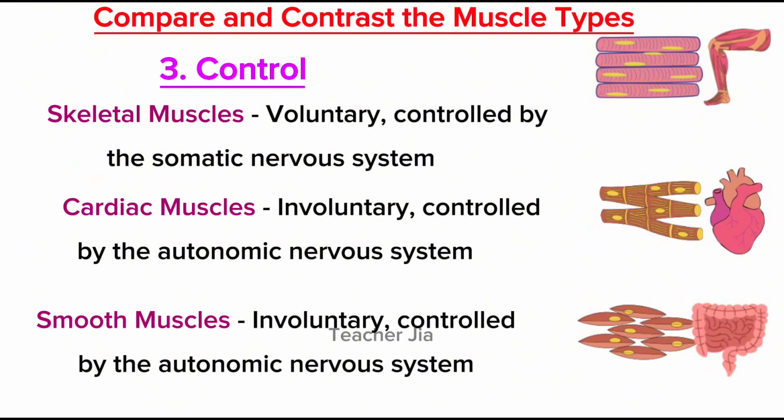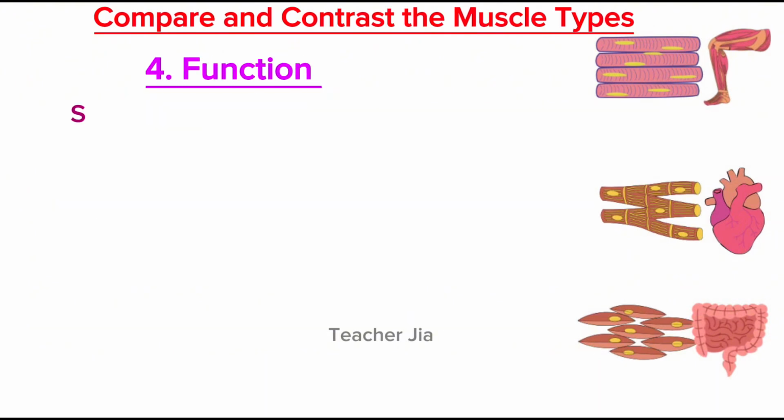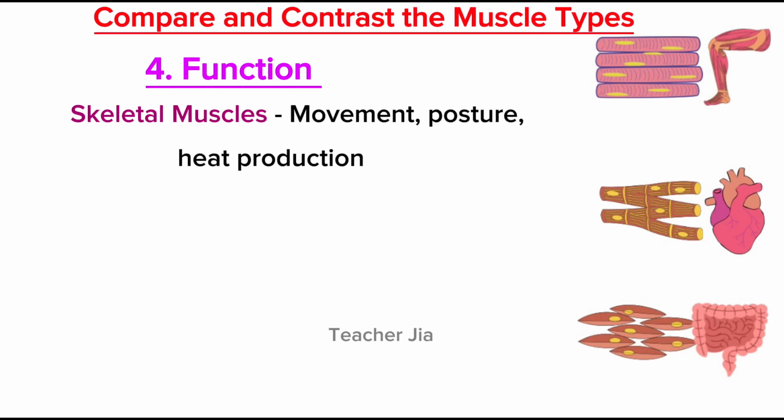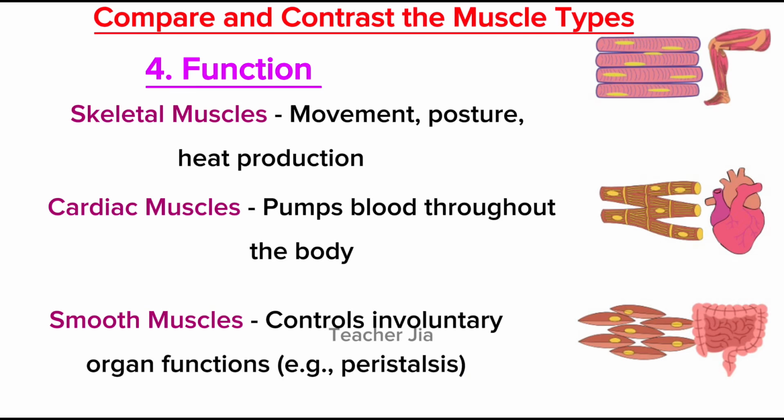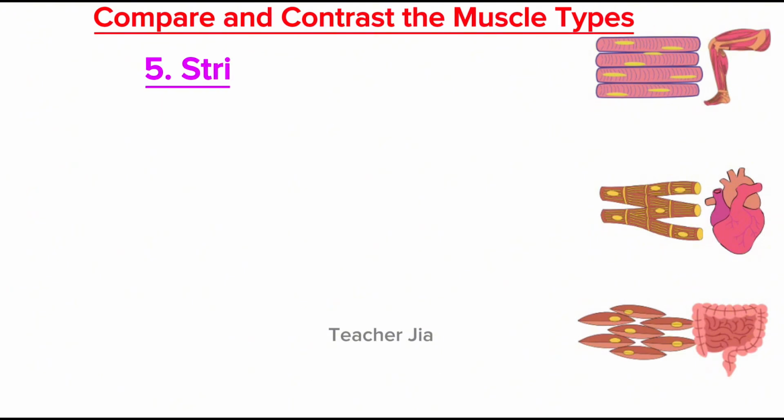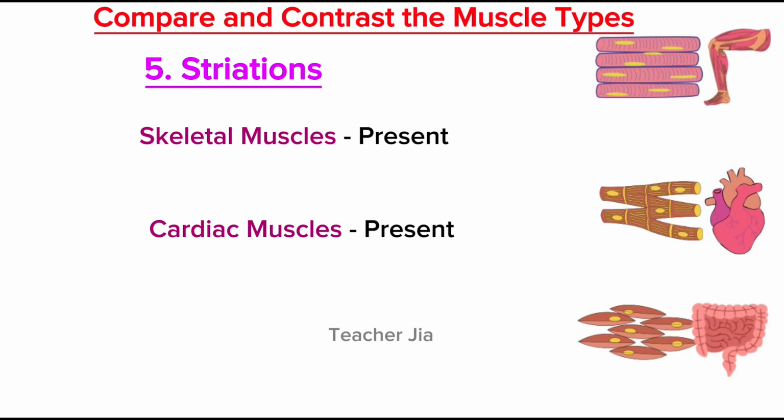When told to compare and contrast, you can also talk about function. Skeletal muscles' functions are majorly involved in movement, posture, and heat production. Cardiac muscles help in pumping blood throughout the body. Then smooth muscles control involuntary organ functions like peristalsis. So that's about function. Also, we can talk about striations. Striations are present in skeletal muscles and also in cardiac muscles, and smooth muscles do not have striations. So that's the comparison and similarities among them.